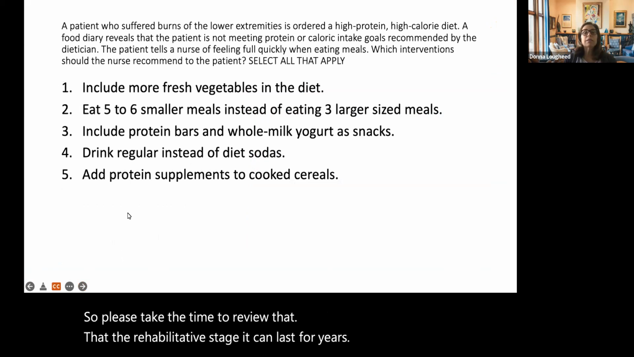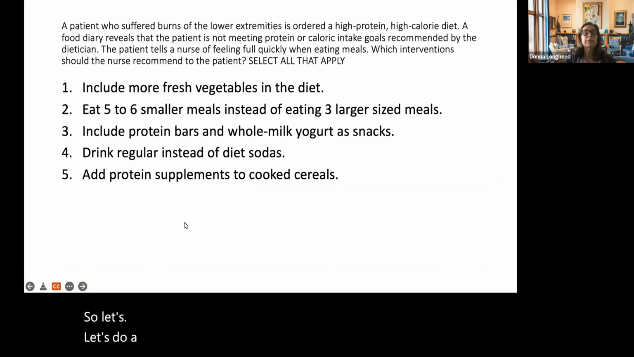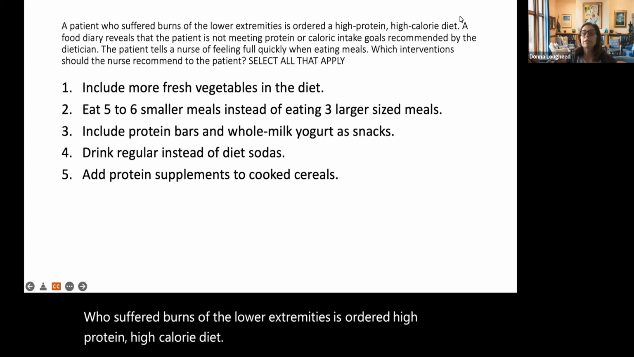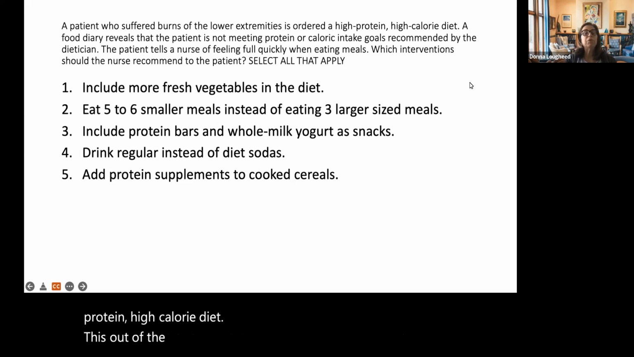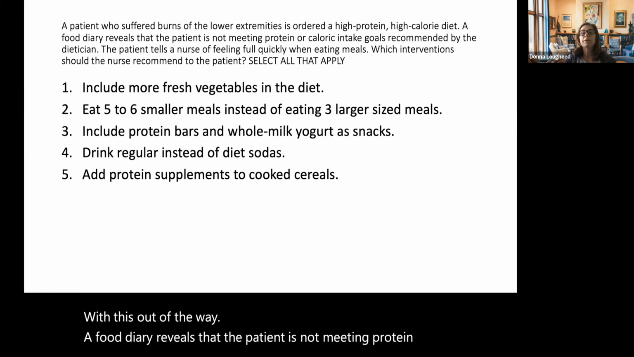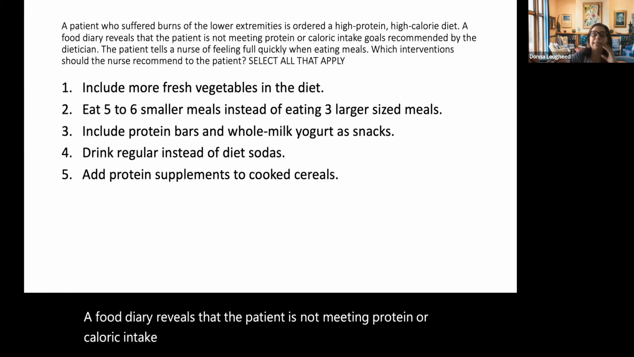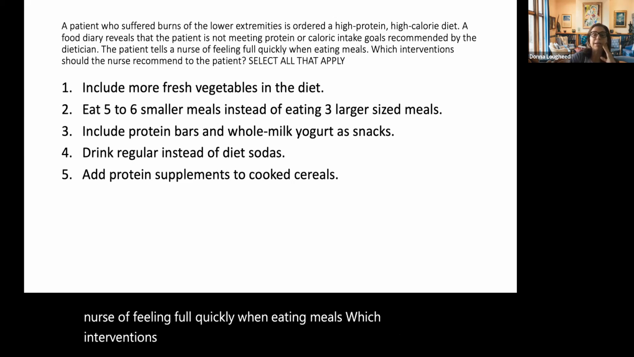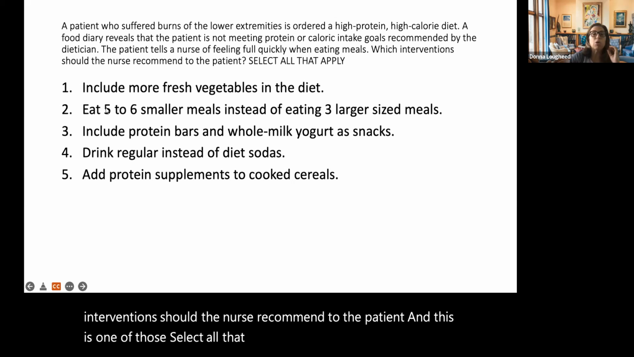So let's do a little question here. A patient who suffered burns of the lower extremities is ordered a high protein, high calorie diet. A food diary reveals that the patient is not meeting protein or caloric intake goals recommended by the dietitian. The patient tells the nurse of feeling full quickly when eating meals. Which interventions should the nurse recommend to the patient? This is one of those select all that apply. So let's go one by one.